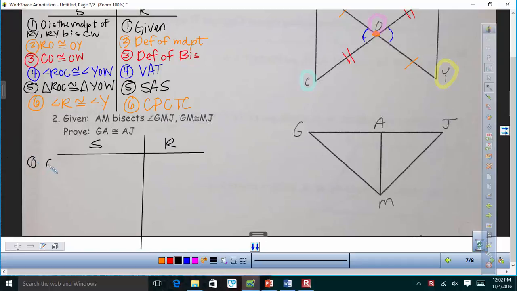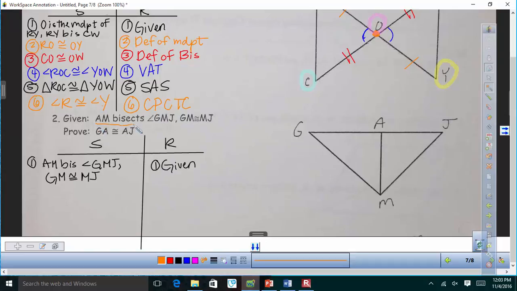Our given is AM bisects angle GMJ, and GM is congruent to MJ. And we know that because it's given. Now, the next thing that we always do is we look at the given and we label the picture.